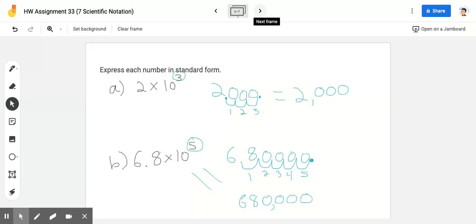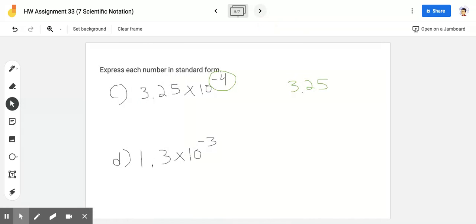Now I have negative exponents. Let's take a look at what's going to happen here. Same deal. I'm going to rewrite my value here. So 3.25. But now, because I have a negative exponent, I didn't do too much. All I did was rewrite my value.